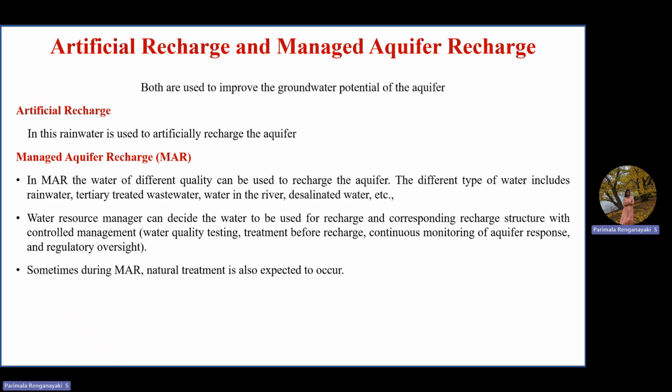Sometimes during managed aquifer recharge, natural treatment is also expected to occur, because when we use tertiary treated water, it is not fully treated. It is only partially treated. But when we use that water for recharging purpose, when it is passing below the ground, passing through the pores, the natural treatment is further taking place.